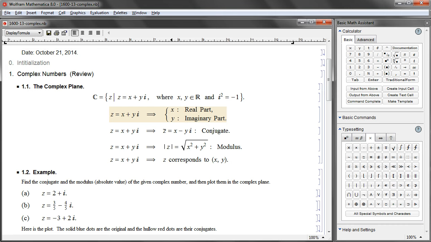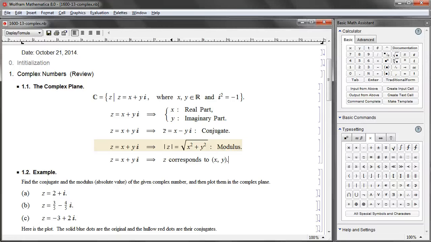Instead, let's cover some lingo here. The x part is called the real part, and y is called the imaginary part. If you have x plus yi, change the sign of the imaginary part. x minus yi is called the conjugate. Why is it so important? Well, it's coming. And if you have x plus yi, the square root of x squared plus y squared is called the modulus, or absolute value.